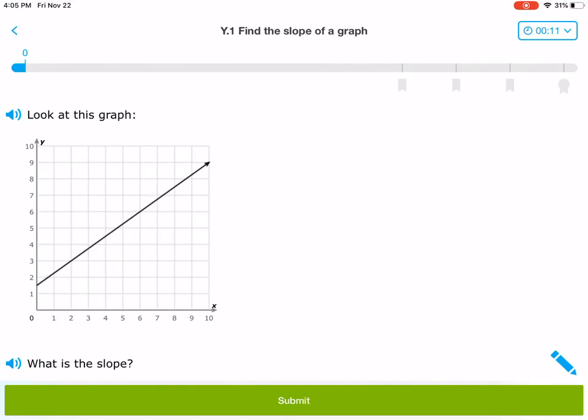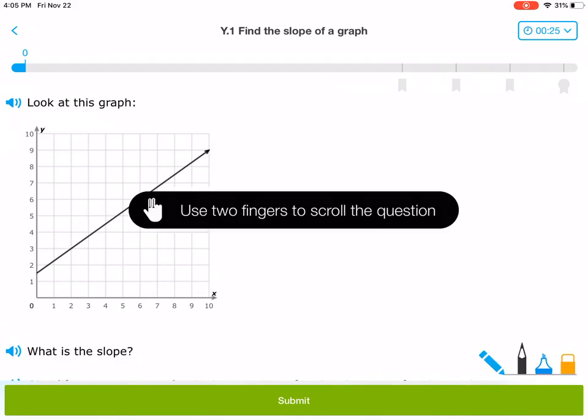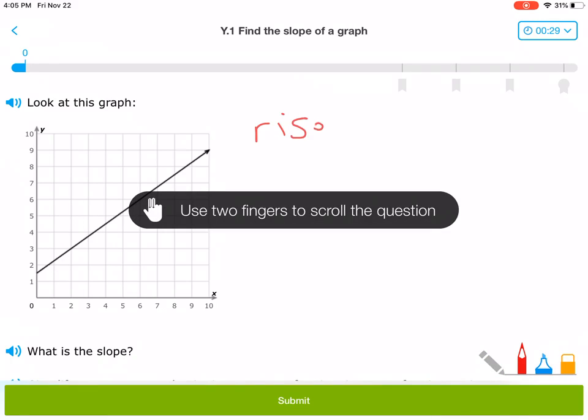All right, a few people had some questions after the lesson today, so I said I would post a couple of examples. Here we go. So remember that when we find the slope of a graph, we use the equation rise over run.